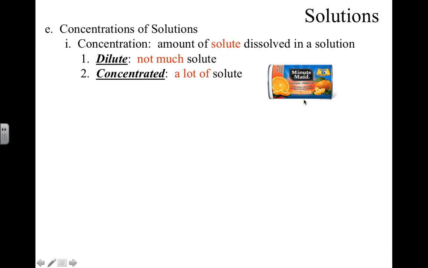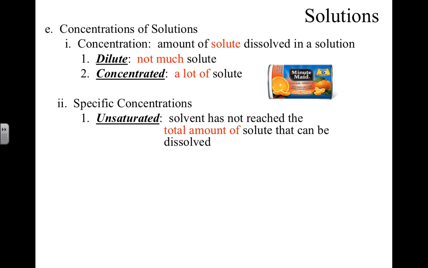Like the Minute Maid that you can get in the freezer section, it's really, really concentrated, so you have to add water to it. And if you've ever made Campbell's chicken noodle soup, if you don't add water to it and you just put it in the microwave and eat it, it's so gross because it's so concentrated. So you want to make sure you add 2 cups of water to your soup when you make it. Good idea, right?